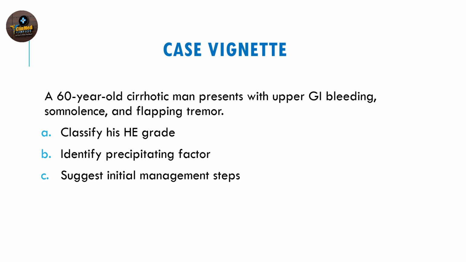Let's take a look at this case. At the end of the lecture, you will provide answers to this case in the comment section. A 60-year-old man with cirrhosis presents with upper gastrointestinal bleeding, somnolence, and asterixis. The question before us is, what is the grade of hepatic encephalopathy? Identify the precipitating factor and suggest initial steps in management of this patient. Kindly provide the answers in the comment section.